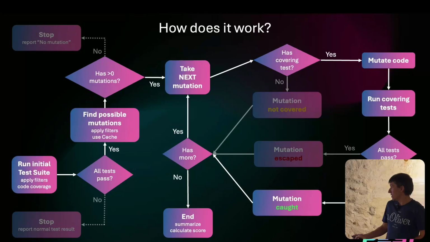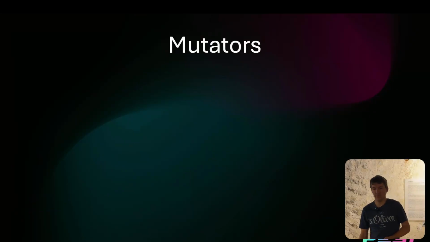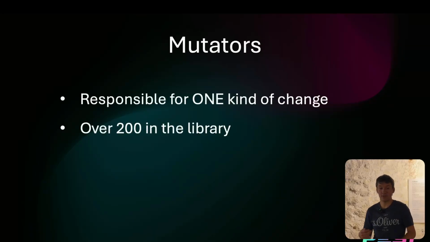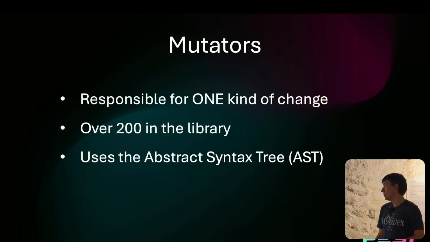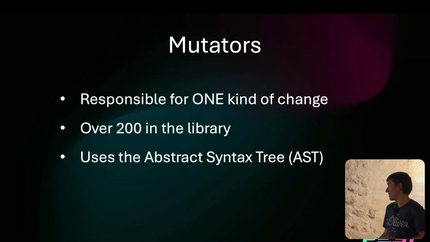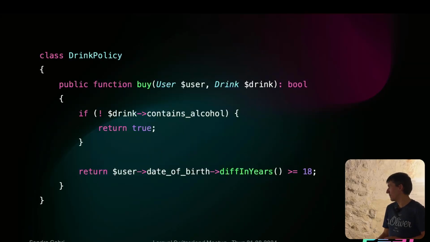Now, here we talked about finding the mutations. To find mutations, we need mutators. Every mutator in the framework is responsible for exactly one kind of change. In the library, there are at the moment over 200 of these mutators. And to perform these mutations, it uses the abstract syntax tree. If you're not familiar with the abstract syntax tree, Marcel gave a great talk at the last Laracon EU, so you should check out this talk from him.